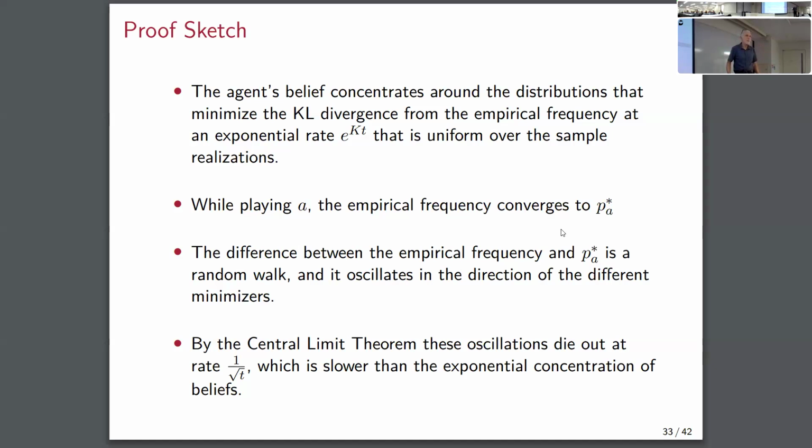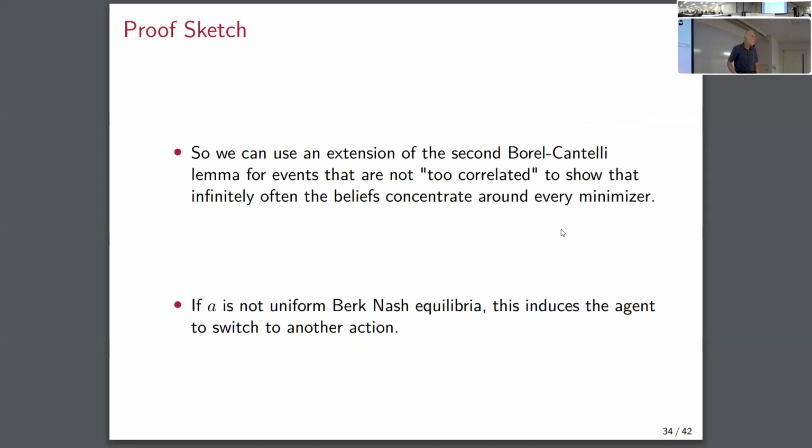So we can use an extension of the second Borel-Cantelli lemma. Borel-Cantelli lemmas are zero-one laws, about things with probability 0 or probability 1 depending on conditions, usually stated for independent, identically distributed events. But it turns out if things at period 1 and period 1,000 aren't very correlated, and the correlation diminishes with time, you still have zero-one laws. So that's what I mean by an extension of the Borel-Cantelli lemma. That shows that infinitely often beliefs concentrate around every minimizer. This is a bit of a response to your question, how this result works and how it's generalized.